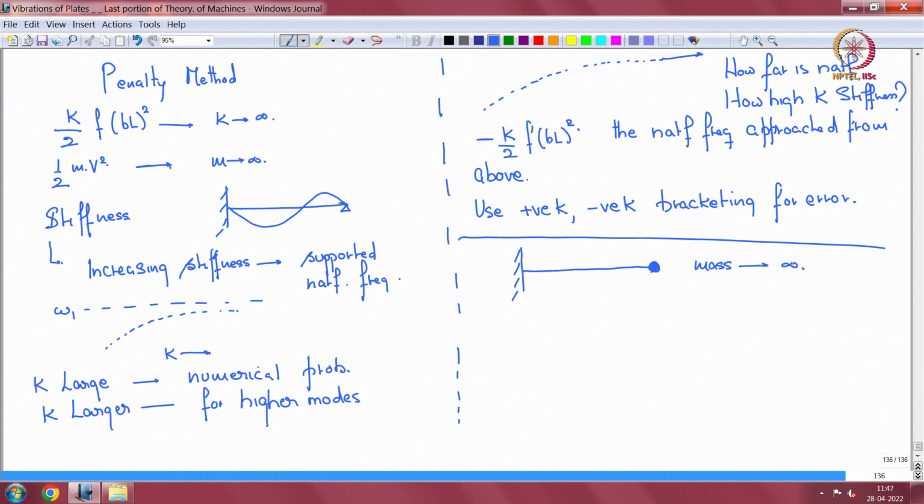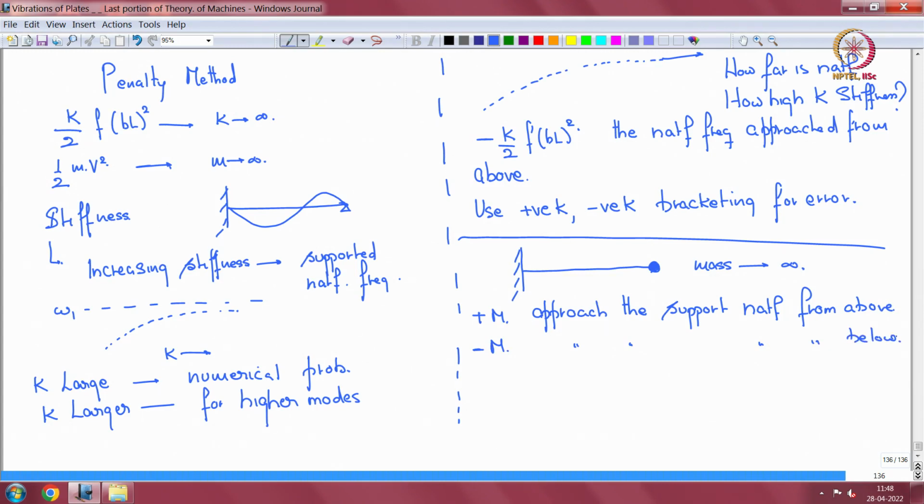Okay. Now here, just as you did here, if you implement it using positive m values, then you approach from above. It is interesting. You approach the constrained or supported beam natural frequencies from above. And if you use a negative mass, you approach from below.